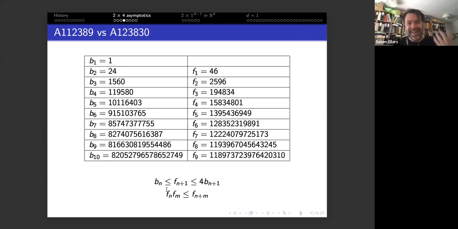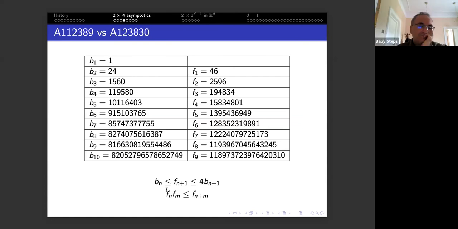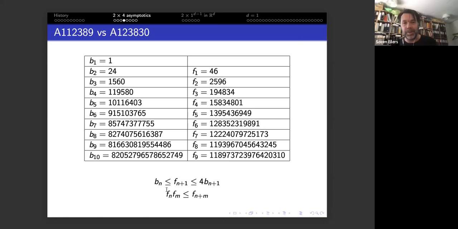I mean sub, sub multiplicative. This is less than F of N plus M. So the point is that I always have that the product Fn Fm is less than Fn+m. And this is actually true also of the B numbers as far as I have computed it, but it's very difficult to prove this. So that's why I'm looking at the F numbers instead of the B numbers.